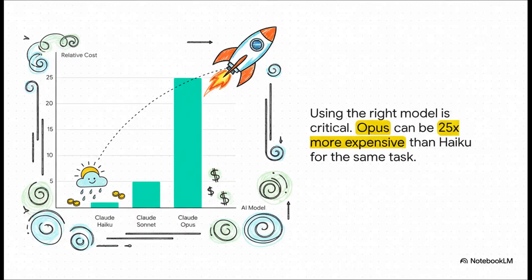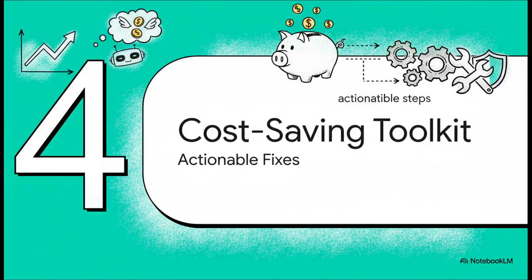And that model choice, it is absolutely critical. Just look at this chart. Using a top-tier model like Claude Opus for simple everyday tasks is literally like hiring a rocket scientist to tell you the weather. Sure, it'll work, but it's more than 25 times more expensive than a smaller, quicker model like Claude Haiku. Okay, we've laid out all the problems. Now let's get to the good stuff, the solutions. Here are the practical, real-world steps you can take right now to get that OpenClaw budget back under control.